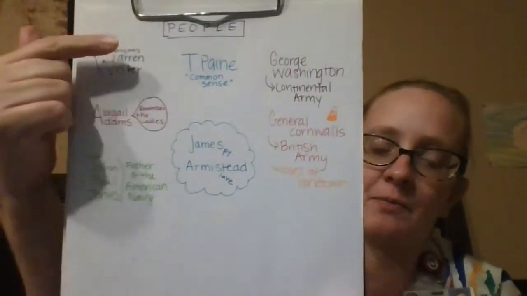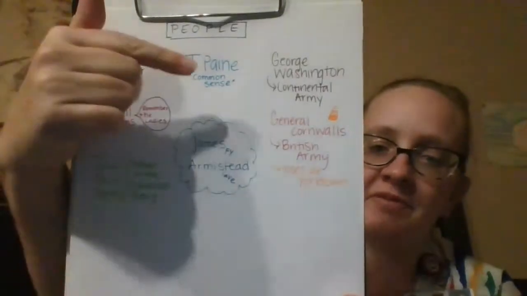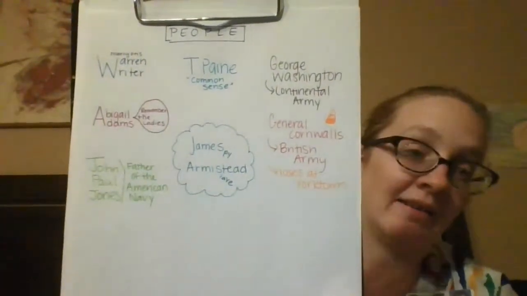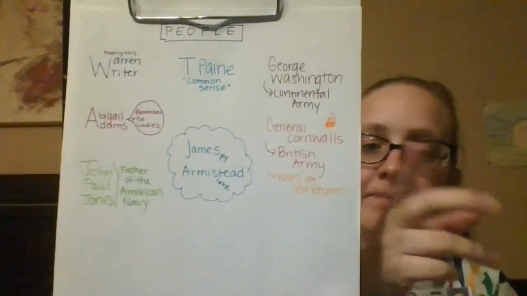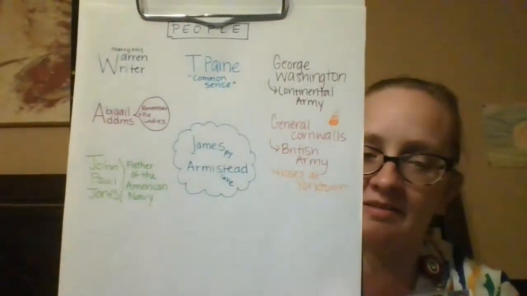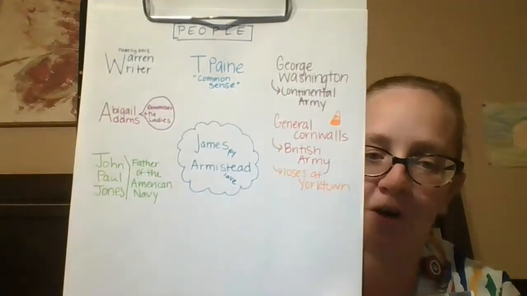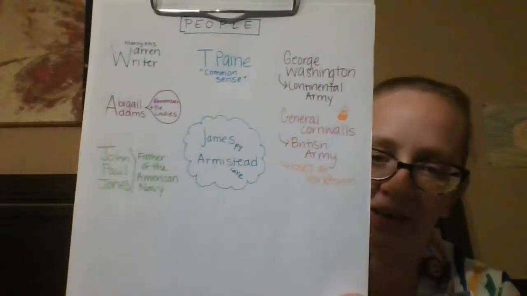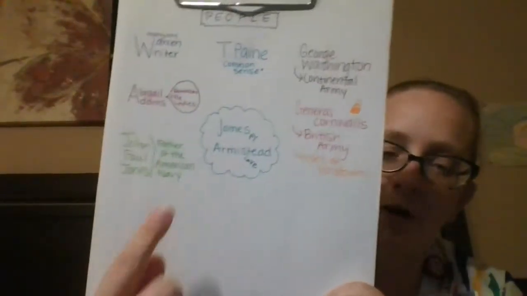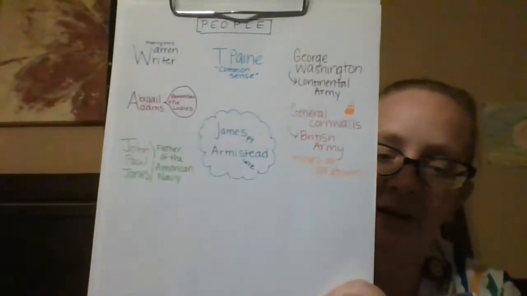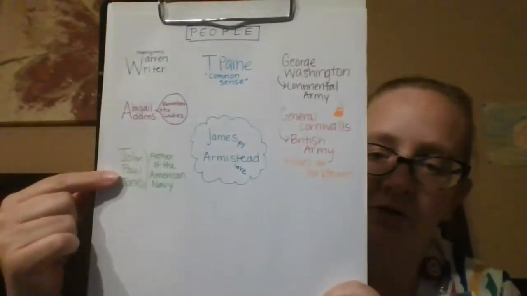So, once again, we got Mercy Warren is a writer. Thomas Paine, you got to like Thomas Paine. It's just common sense. George Washington is leader of the Continental Army. Cornwallis, leader of the British Army and all-around loser at Yorktown. James Armistead, the spy and slave. John Paul Jones.